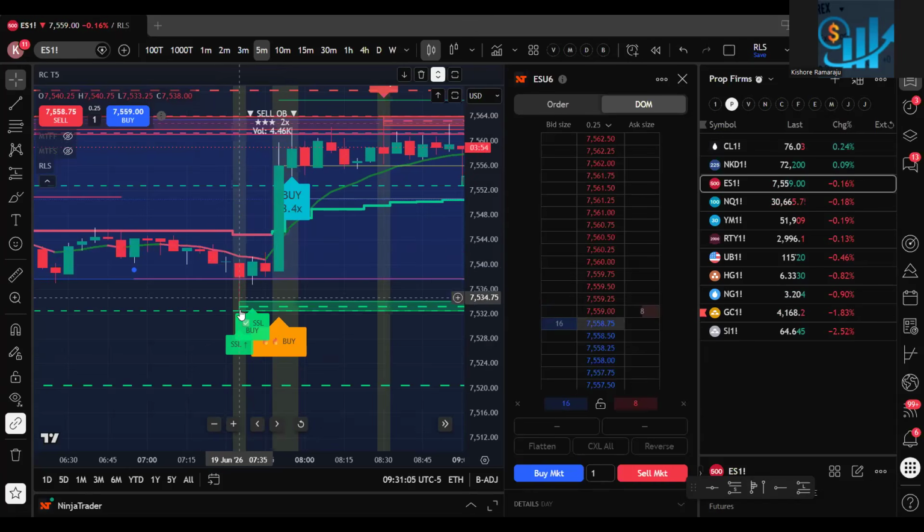So they brought it all the way down, and immediately they started taking it up. So it is called a sell side liquidity buy. That means sell side liquidity is over. They swept the liquidity of the sellers. So there is a lot of stop loss, right? Sell stop loss orders here.